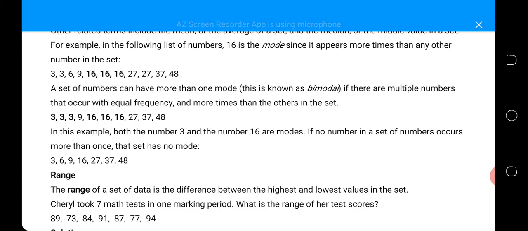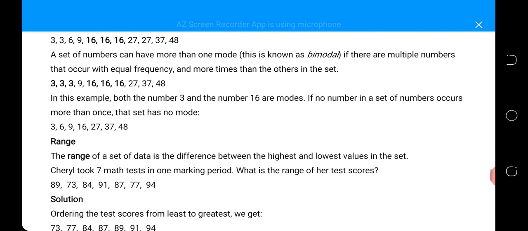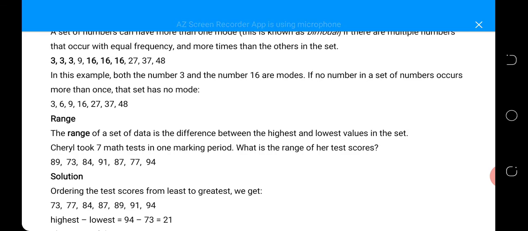A set of numbers can have more than one mode. This is known as bimodal. If there are multiple numbers that occur with equal frequency and more times than the other in the set, like in this example, both the number 3 and the number 16 are mode. If no number in a set of numbers occurs more than once, that set has no mode.